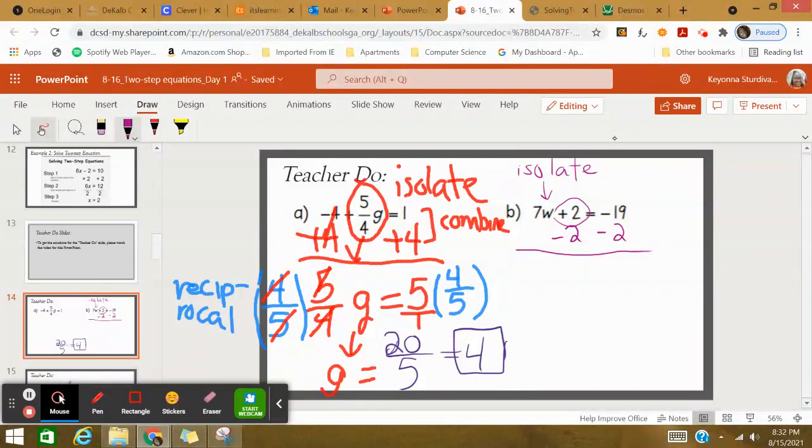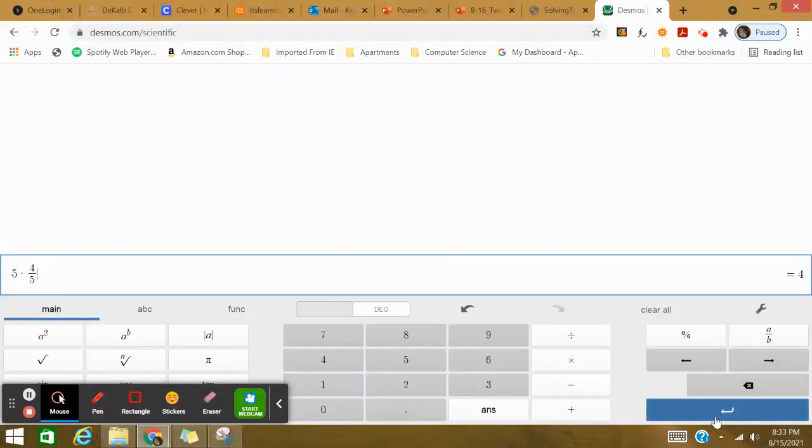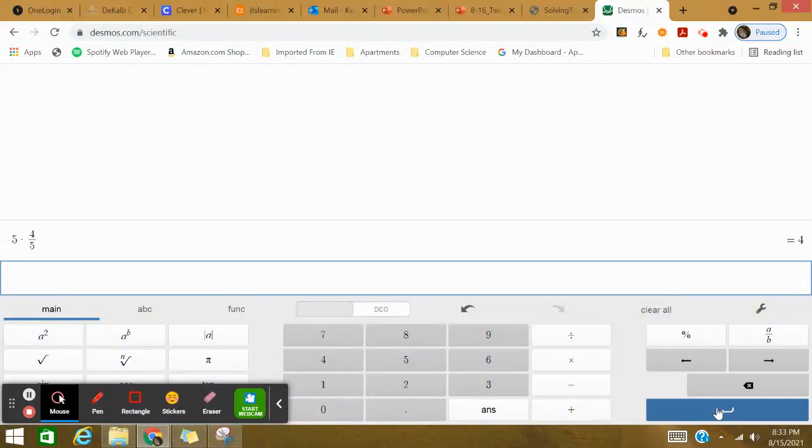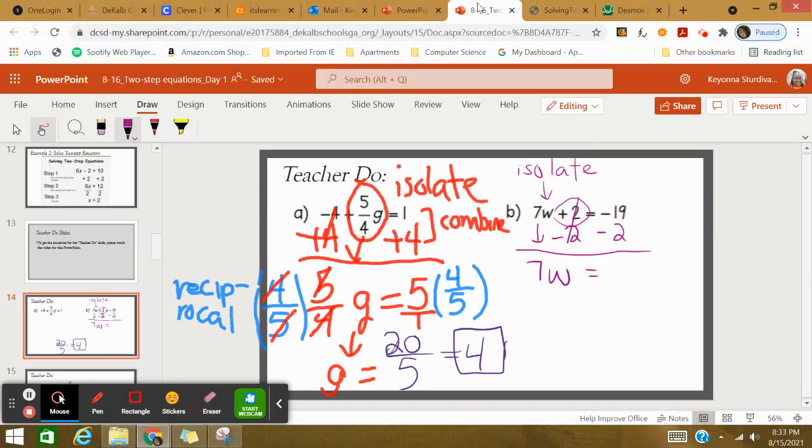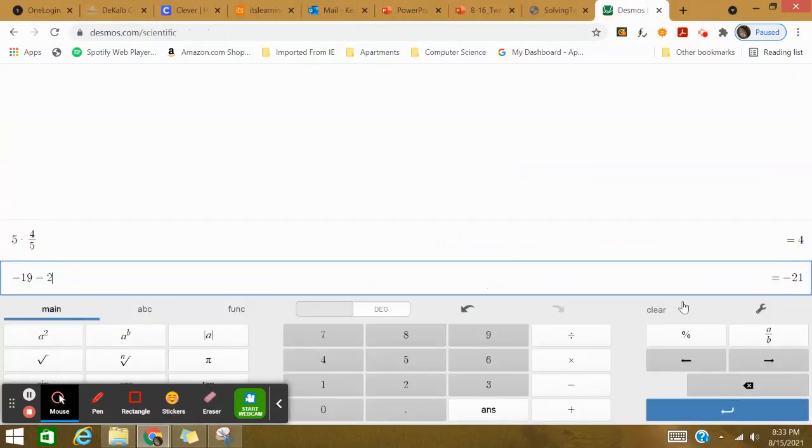So I've got a negative 2 plus 2. Those two will cancel. I don't have anything but this 7W. So I'm bringing this 7W down on the left-hand side. And then I'm left with negative 19 minus 2. Again, if I don't know what my answer is, I already have the calculator pulled up. I'm going to do negative 19 minus 2. Let me double check and make sure that's what it said. Negative 19 minus 2. That's correct. So it gave me in the calculator negative 21.